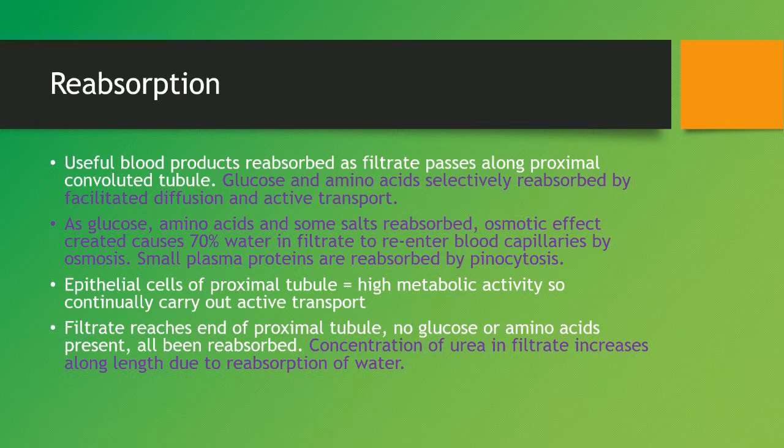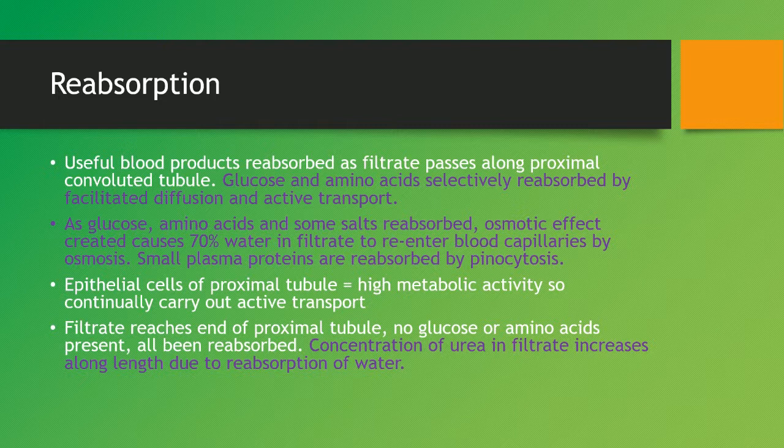Now let's talk about reabsorption. Useful blood products will be reabsorbed as the filtrate passes along the proximal convoluted tubule. Glucose and amino acids will be selectively reabsorbed by facilitated diffusion and active transport. As glucose and amino acids and even some salts are reabsorbed, an osmotic effect will be created, causing 70% of water in the filtrate to re-enter the blood capillaries by osmosis.